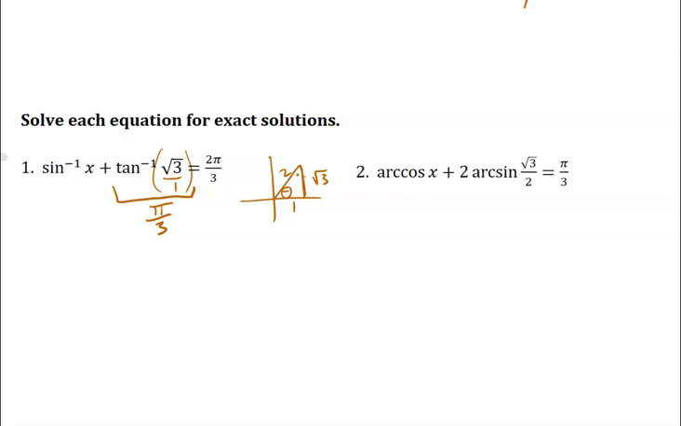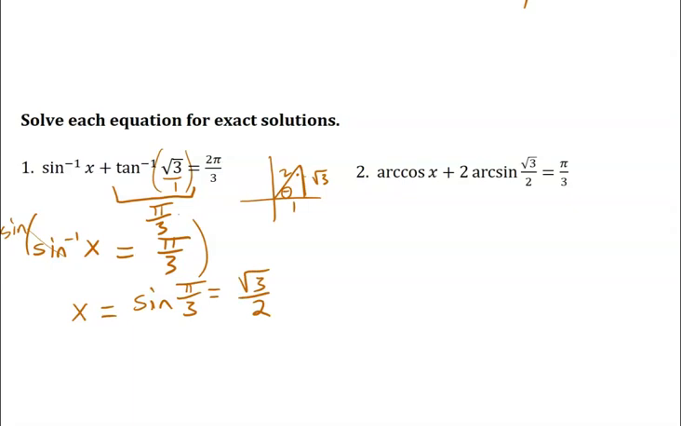Now I have sine inverse of x, and I'm going to subtract pi over 3 from both sides of the equation, which gives 2 pi over 3 minus 1 pi over 3, which is 1 pi over 3. Then to undo the sine inverse, I'm going to take the sine of the whole equation. Sine of sine inverse is just equal to x, and that is equal to sine of pi over 3, and I already have the triangle drawn for that. So sine of pi over 3 is equal to √3 over 2. So x equals √3 over 2.